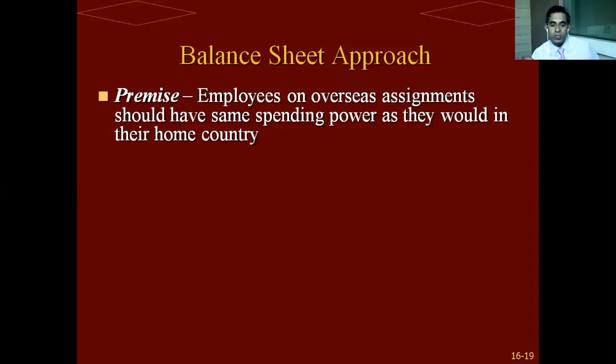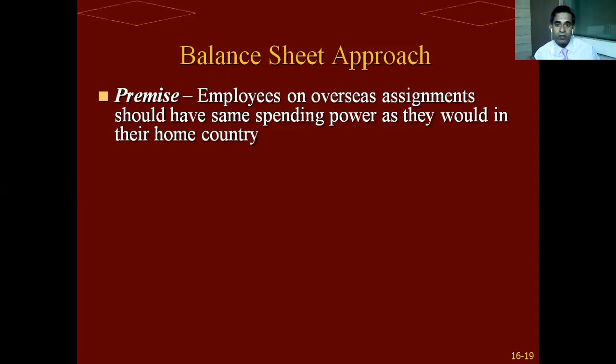When you prepare a balance sheet, what is the rule? The total of the liabilities and assets should be equal. It should tally. That's why it is named the balance sheet. So it is called the balance sheet approach. It is one of the approaches adopted to determine the pay of expatriates.